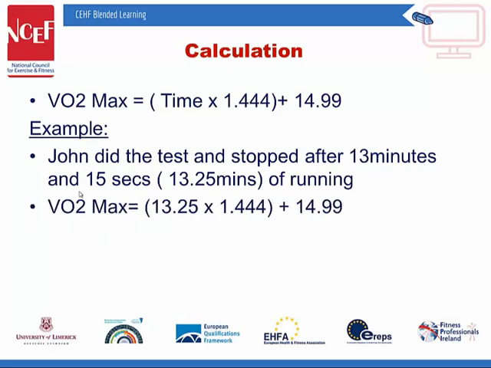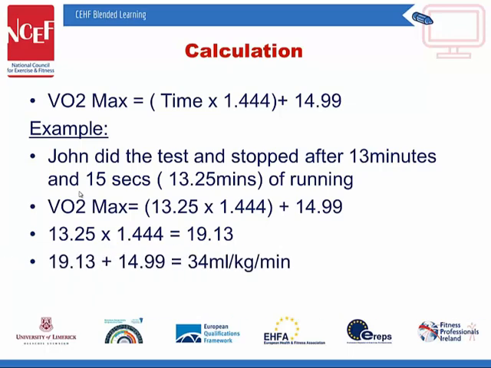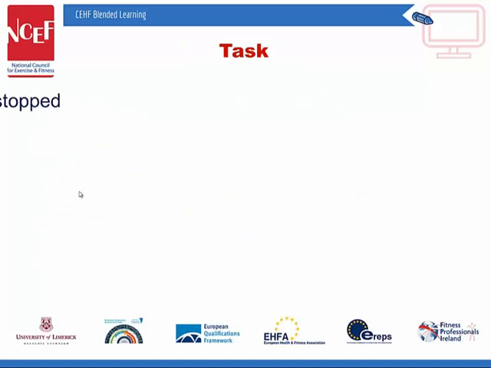So we put that into the formula then. 13.25 multiplied by 1.444 plus 14.99 at the end. If we multiply out what's in the brackets first, we get 19.13. Add on 14.99 and we get 34 millilitres per kilogram per minute of exercise, which is John's VO2 max. Again, check the standards to assess whether his cardiorespiratory endurance is good, average, above average, excellent, or whatever, and give feedback to the client.